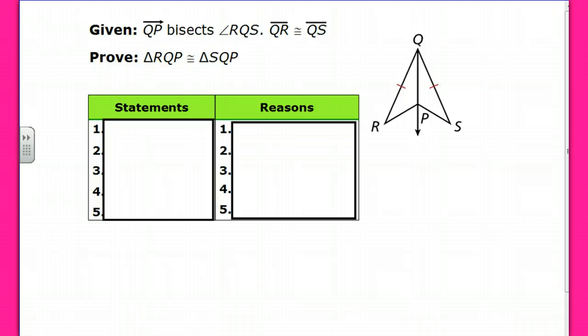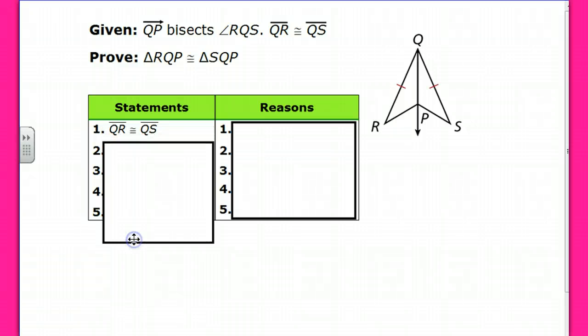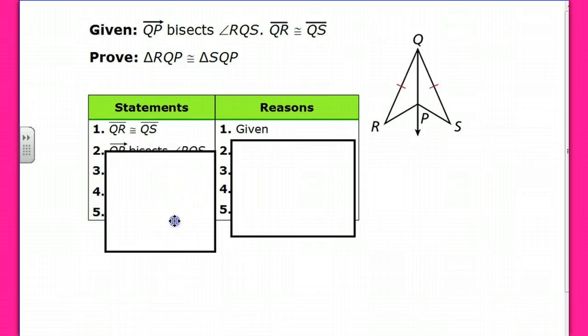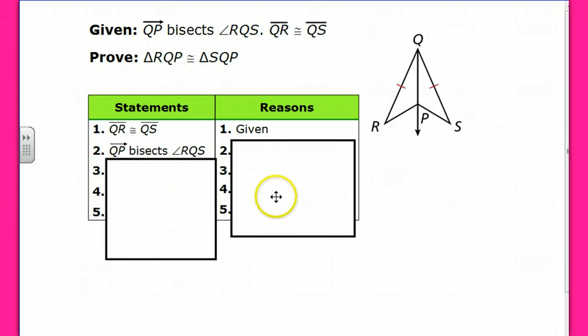Okay, the final proof today. Let's do it. Pause, see if you can do it. Come on back. We'll start with QR is congruent to QS. That's given. And now we'll say that QP bisects angle RQS.